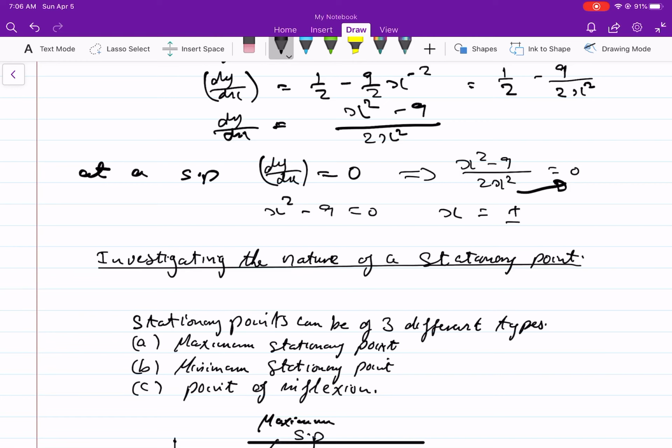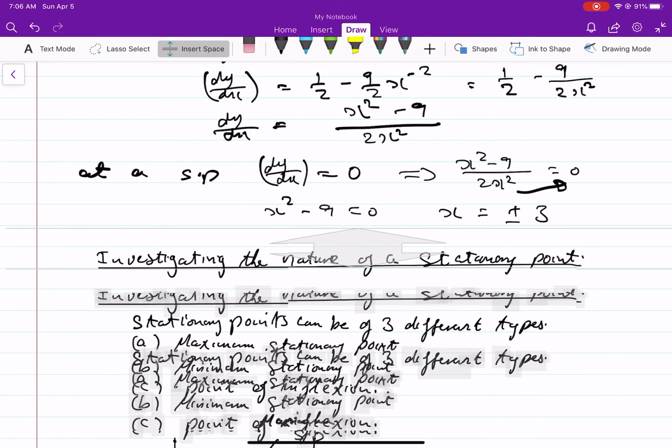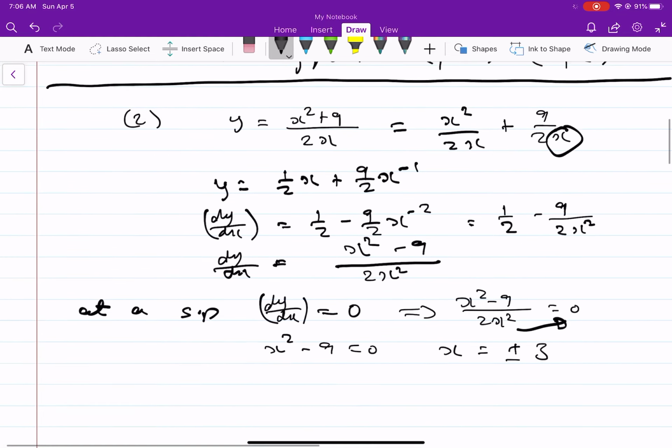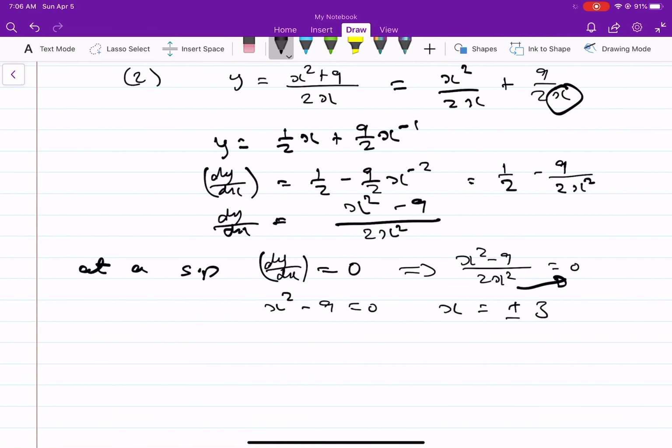x is plus or minus 3. Don't forget when you square root, it's plus and minus. I just found the x coordinates of my stationary points. I need to find the corresponding y coordinates. So let me write back the y function. y is equal to (x squared plus 9) all upon 2x.